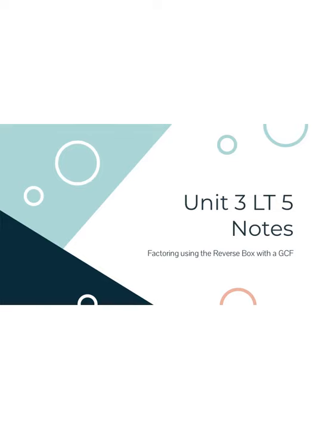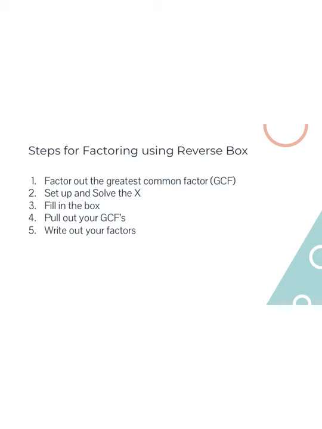Today we're going to be working on Unit 3 LT5 notes, factoring using the reverse box with a GCF, or with a greatest common factor. And the steps in order to do this using the reverse box is first you're going to factor out the greatest common factor. So that's a number and or a letter that will go into each part. And then you're going to set up and solve your X, fill in the box, pull out your greatest common factors, and then write out your factors. And this will make more sense once we put it into practice here.